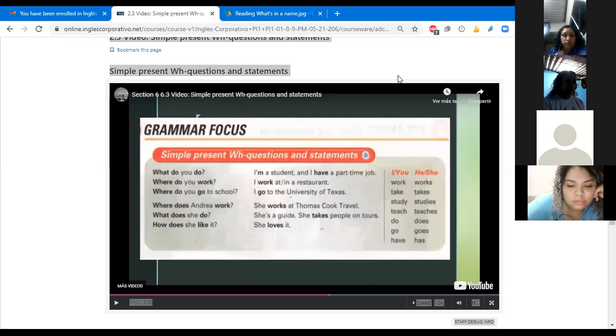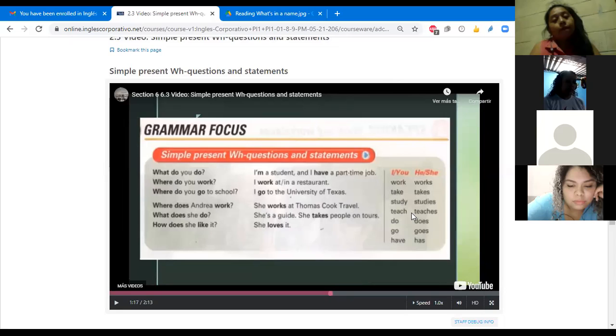Teacher, for third person verbs, a verb used in the third person like he, she and it, we add the letter S to the verb. Yes, but not always, right? If you see here, for example, works with the letter S, take, takes with the letter S, but here studies, the Y changes to I, yes.